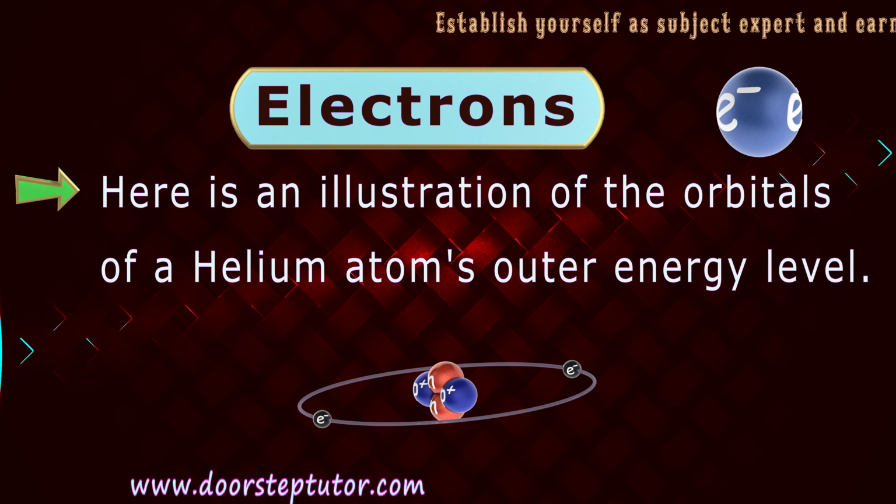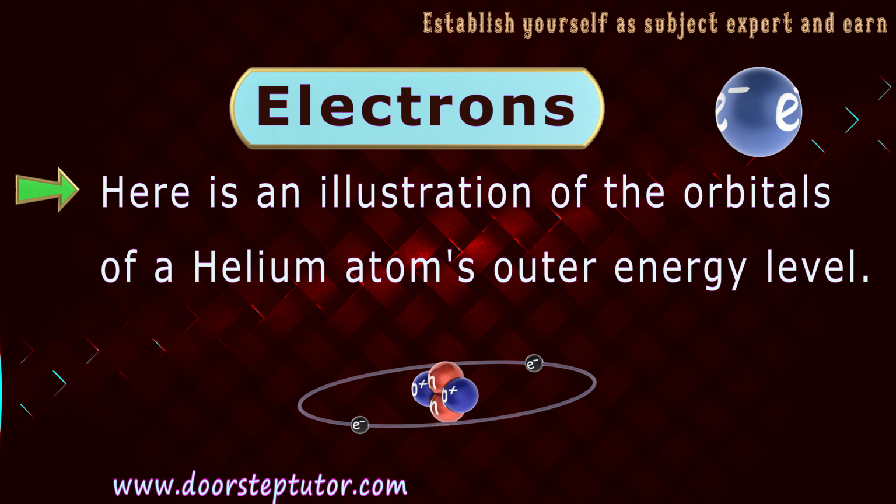Now we have talked about what an electron is. Now let us understand the significance of electrons. The first significance is that electrons are very important to form chemical bonds, because due to the transfer of electrons from one atom to another atom, chemical bonds are formed.